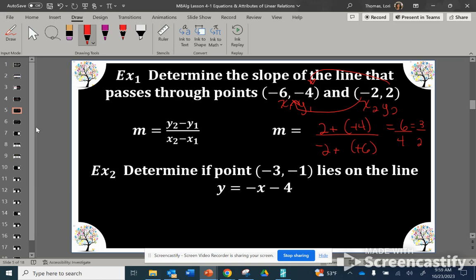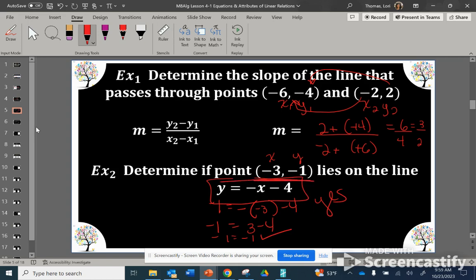The second part of a linear function is we can identify if a point is part of this line. If we don't have a graph and we are asked, is negative 3, negative 1 part of this function? Does this line pass through this point? We simply plug in the values. Be careful with this negative that's part of the function. My x value is negative 3. On the right, we're going to say negative times negative, that's positive 3. And negative 1 equals negative 1. That is a true statement, so we're going to say yes, this line passes through this ordered pair on the graph.